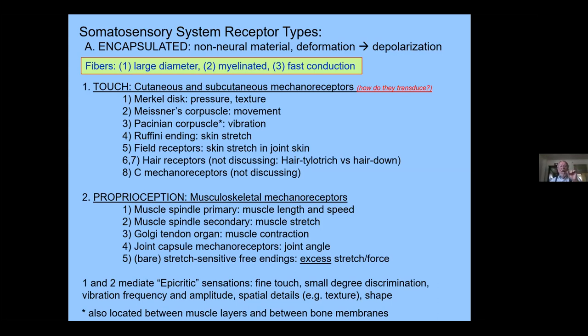The difference between a Meissner corpuscle and a Pacinian corpuscle is exactly where they're located. You will find Meissner corpuscles in much higher concentrations out on the external dermal surface, whereas a Pacinian corpuscle, you're basically going to find in an epidermal or a subdermal area, and you start to get the vibration. And the same thing with a Ruffini ending. A Ruffini ending and a field receptor is very much where you're dealing with skin stretch, but you're not dealing with it on the outer surface, but a series of layers down.